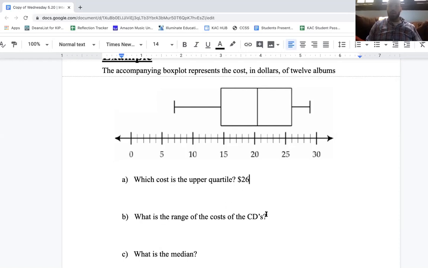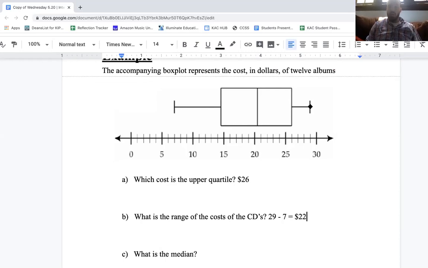What is the range of cost of the CDs? Now, range, we have to think back now 2 weeks. To find the range, we do the highest value minus the lowest value. Well, I know the highest value is 29. I know the lowest value is 7. So 29 minus 7 gives me the range of $22.